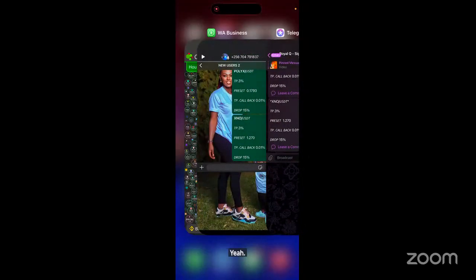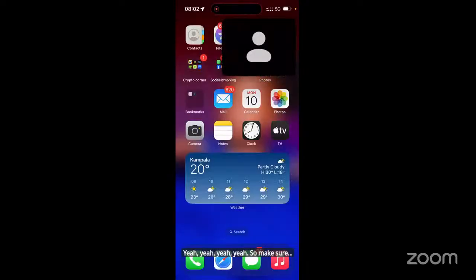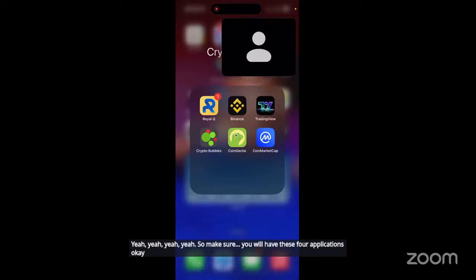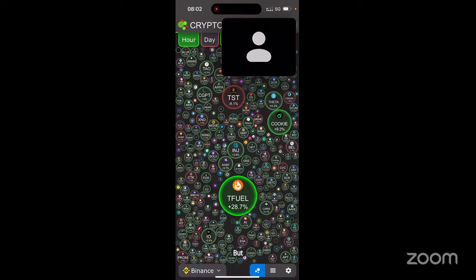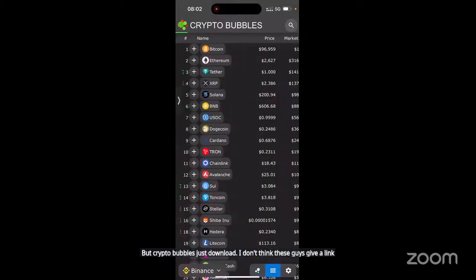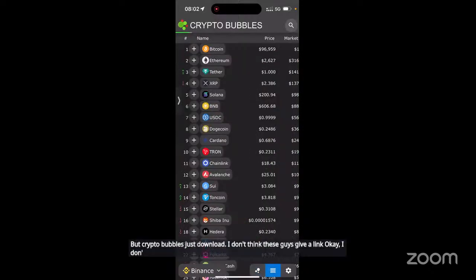Yeah. So make sure you have these four applications, okay? To assist those who don't have, I will not give you my RoyalQ link, but Crypto Bubbles, just download. I don't think these guys give a link. Now, let's start from here.